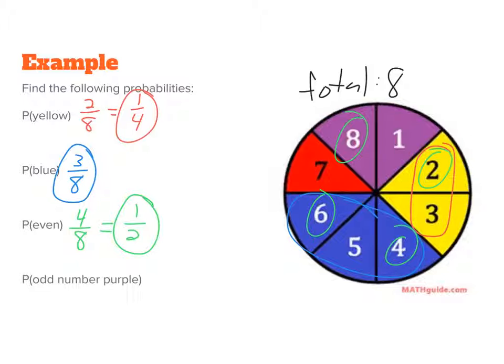Finally, the probability of an odd number that's in purple. Okay, so any odd numbers that are in purple, there's only one of them right here. So that 1 goes on the top, the total of 8 goes on the bottom. Probability of choosing a purple that's an odd number is 1 out of 8.